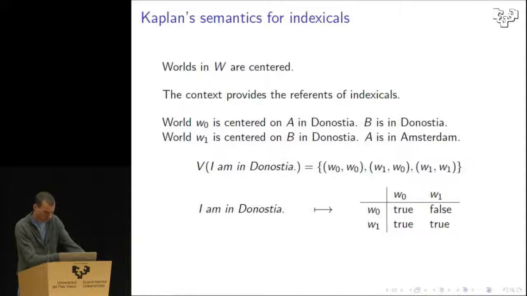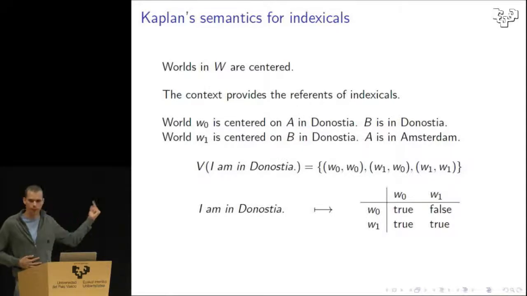And then there's a similar thing for W1. If the sentence is uttered in W1 by B, then this is a sentence which is true relative to both of these worlds, because in both of the worlds B is in Donostia. And the complicated way to represent this is to use this set of pairs, but you can also just use these matrices. The idea in these matrices is that the rows are the different contexts in which the sentence gets uttered, and what is said in this sentence can be true relative to different worlds of evaluation, which are the columns of such a table.